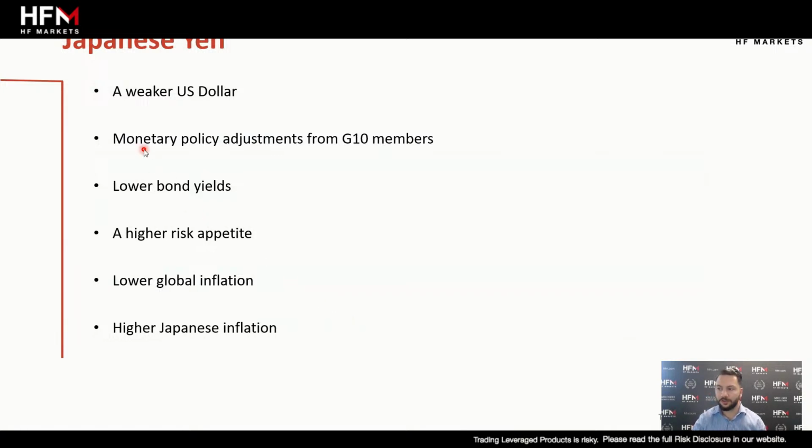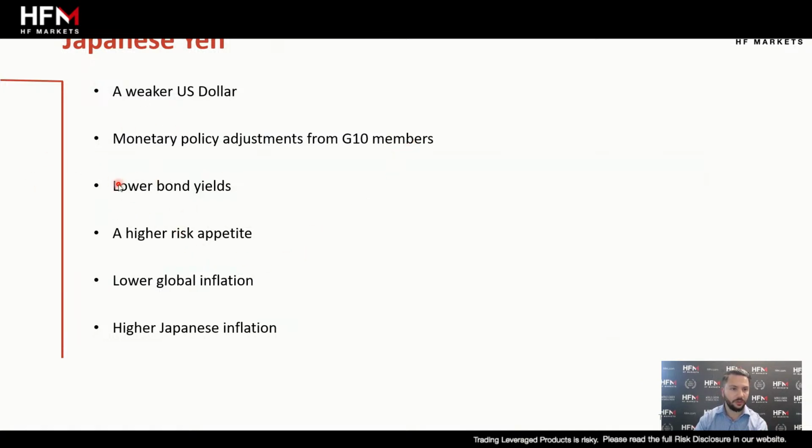Then we've got monetary policy adjustments from G10 members. Of course, as the G10 members, also the G7, we can include more or fewer countries. It's completely up to you. But as their monetary policy weakens, it favors the Japanese yen. And we're going to go to the announcement in a moment as well, ladies and gentlemen.